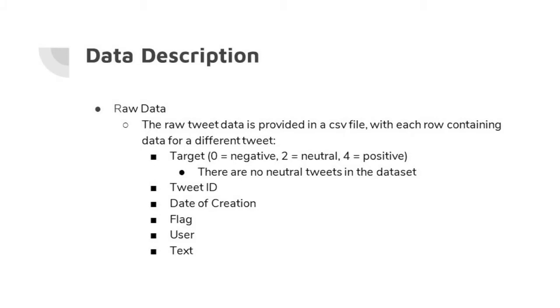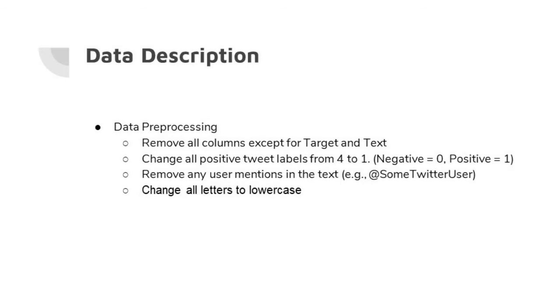Data description. Raw data. The raw tweet data is provided in a CSV file with each row containing data for a different tweet. The first column is the target, which goes from 0 as negative, 2 as neutral, or 4 as positive. As a note, there are no neutral tweets in the dataset. The second column is tweet ID, third column is date of creation, fourth is flag, fifth is user, and sixth is text.